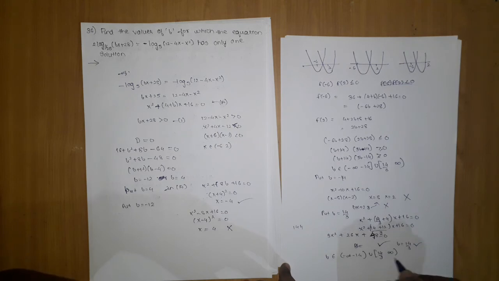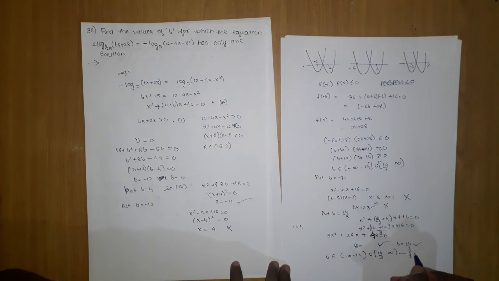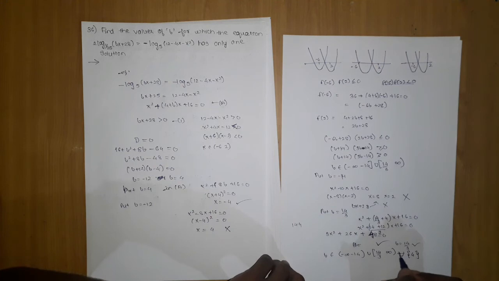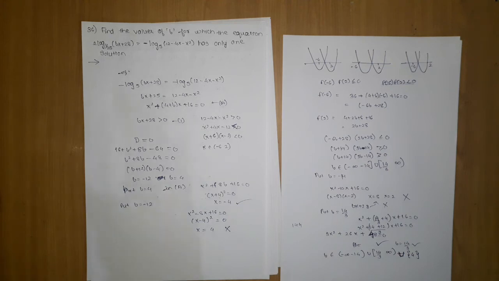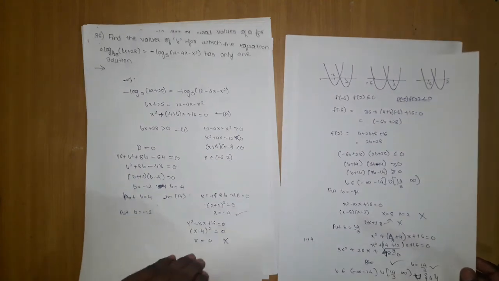infinity. If you do this, your answer will be wrong, because we have separately found that b equals 4 also satisfies this equation. So b will also be included, just add a union. Okay, 4 will also be included. So we are done with question number 36, which was a good advanced level question. Okay, so let's move on to the next question.